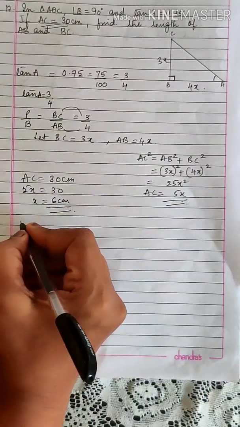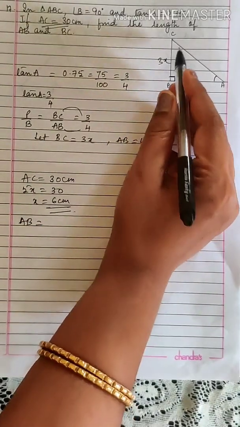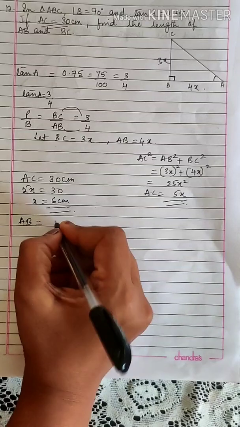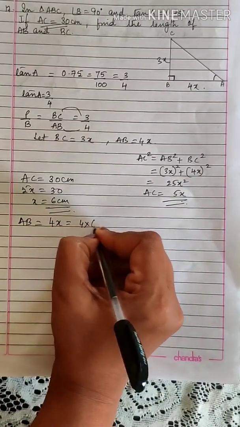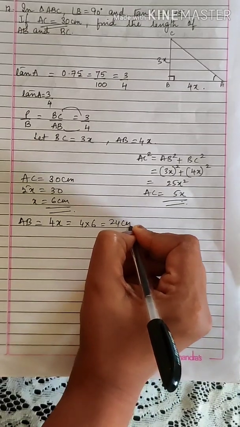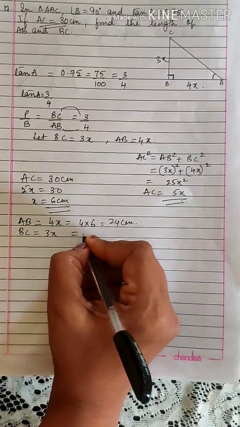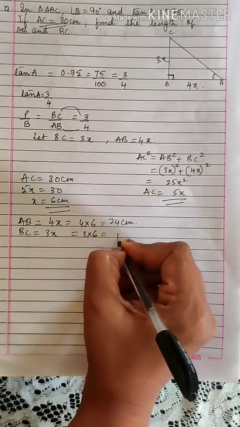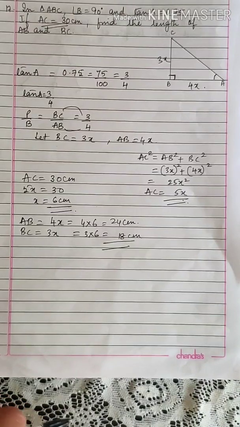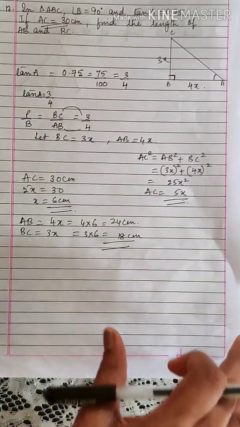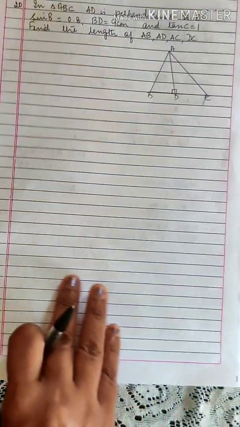Now you can find AB. AB is equal to 4x. So which will be equal to 4 into 6, 24 centimeter, and BC is equal to 3x. 3 into 6 is equal to 18 centimeter. So here you have to use the ratio concept to solve the sums. Now moving on to the next one, that is the 20th one.